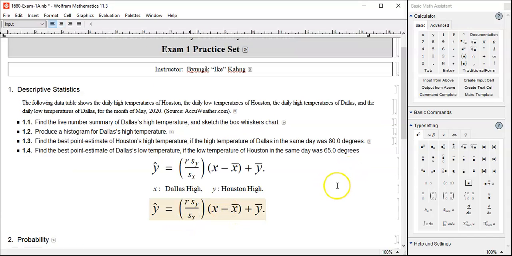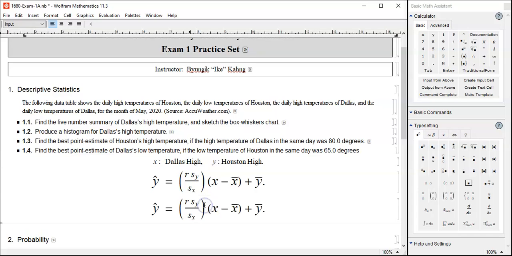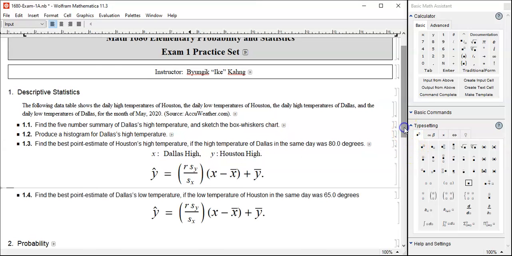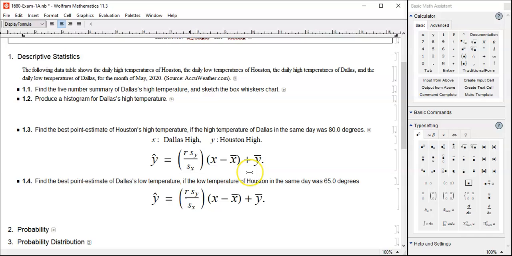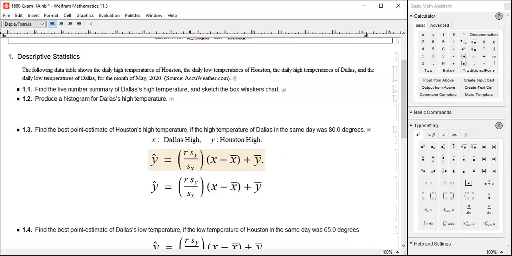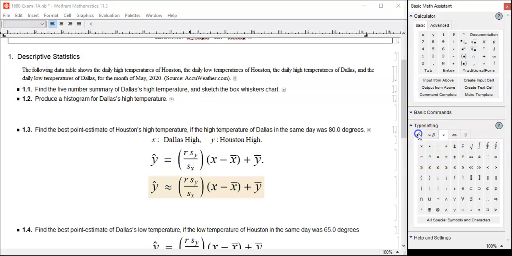Okay, let's move these over here because we are doing 1.3. We're not doing 1.4 for the time being. Okay, we are doing this. From here, Dallas High is known as 80 degrees. So let's copy and paste this thing now. This is the regression formula. Now we are doing the actual computation, so everything is approximate from this point on.